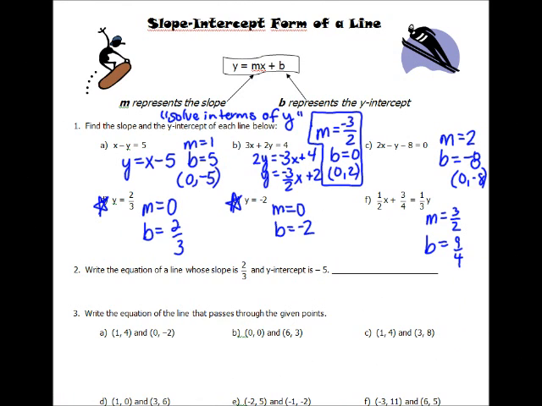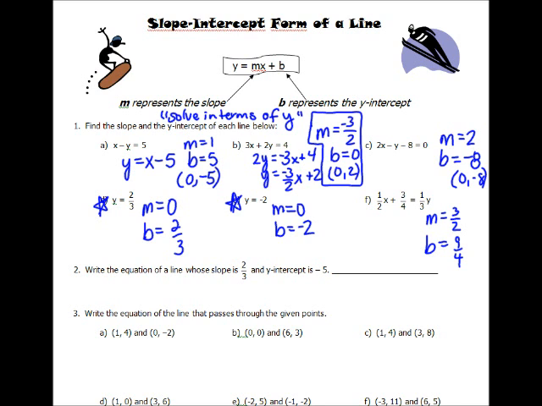So in C, we had a slope of 2 and a y-intercept of negative 8 or 0, negative 8. D and E, those are both vertical or horizontal lines. They are horizontal lines. So they will have a y-intercept. If it was a vertical line, it would not have a y-intercept, obviously, unless it was the y-axis, then it is always on 0. But the first one had a y-intercept of 2/3 and the second negative 2. And then the last one had a slope of 3 halves and a y-intercept of 9/4.